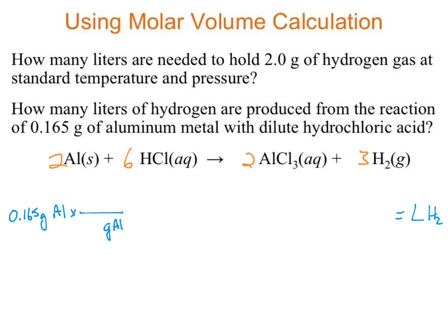We said to be able to convert between substances, we need moles, which means what do I need to convert my grams of aluminum to? Moles of aluminum. What's the relationship between grams and moles? Where do we find the relationship between grams and moles? From the periodic table. 26.98.